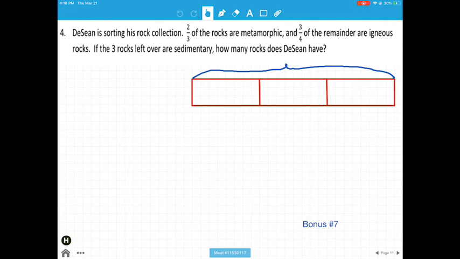All right, so first we divide this into 2/3. He's sorting his rock collection. Okay, we do not know how many he has, so this is our question mark. So we have to find out how many of these rocks he has. First of all, we know that 2/3 of the rocks are metamorphic. So these are metamorphic, and these are metamorphic. Okay, that's 2/3.